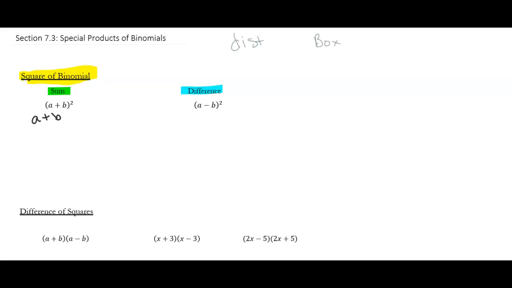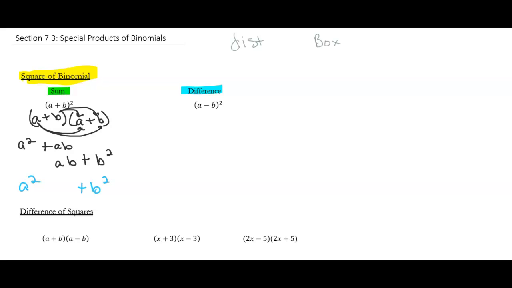I get an a plus b and an a plus b. And so when I distribute, it's a squared plus ab, and then I do this next one. That's an ab. Even though it's backwards, it's still ab, and then b squared. So this first thing makes sense, and this is what most people are going to do. They're just going to say, oh, it's a squared plus b squared. Well, that would leave off this whole middle part, and that's where the trick is.